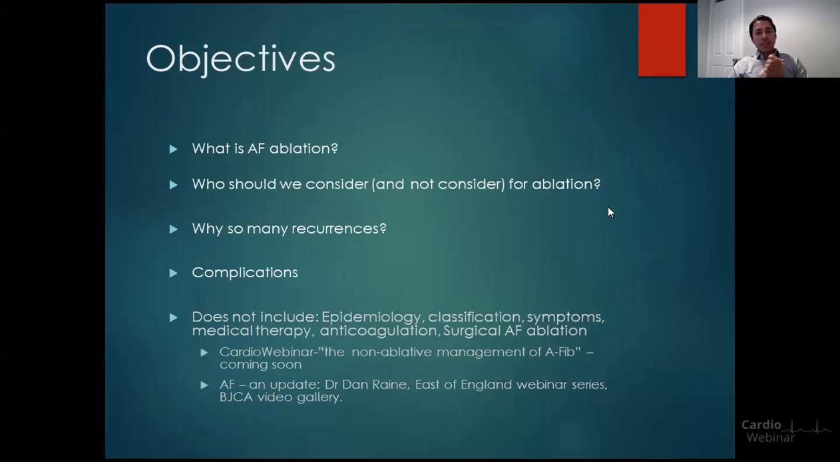So the objectives will be: what is AFib ablation? Who should we consider, and importantly, not consider for ablation? One question that the electrophysiology community gets mocked about quite a lot by the general cardiologists, the interventionists, is why are there so many recurrences? Can I explain some of the reasons why this happens? I'm going to touch on some of the important complications that I think we all need to know about. What I'm not going to talk about is epidemiology, classifications, the symptoms, medical therapy, anticoagulation, or surgical AF ablation.